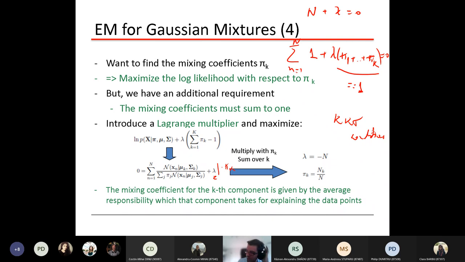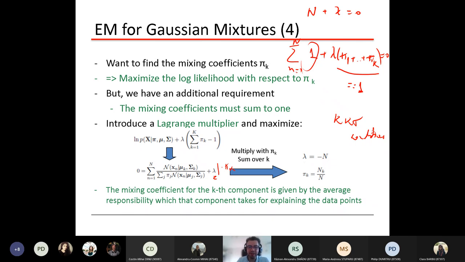If you want, you can work this out at home, because I have skipped one step. I skipped the step here in order to show you that it's actually equal to 1 for each point after multiplying with pk and summing over all pk's, but you can trust me.